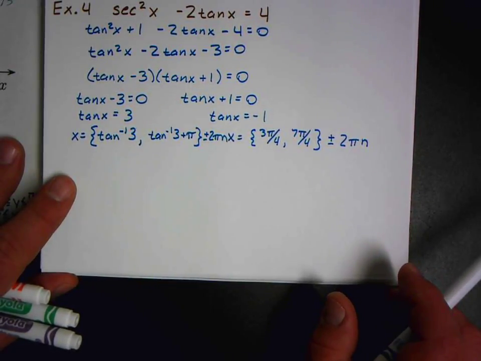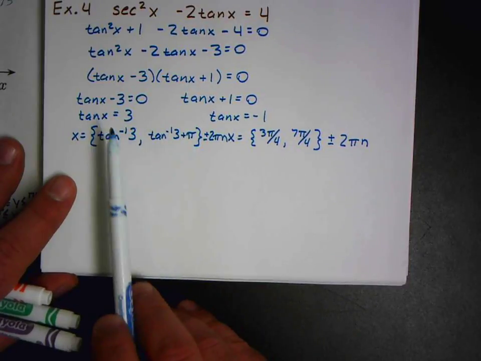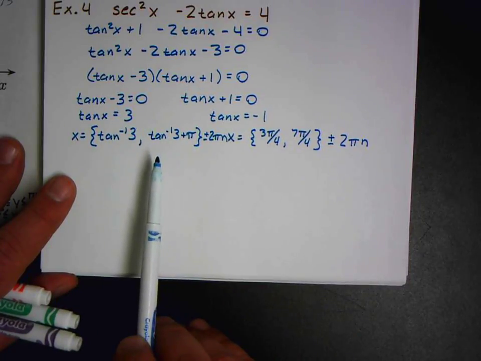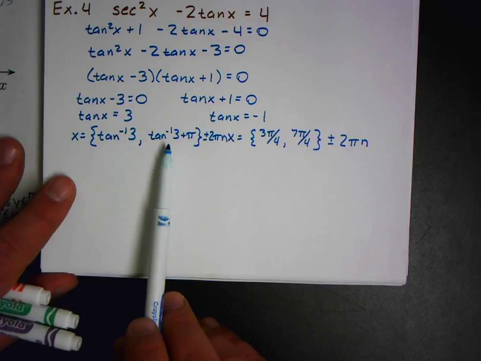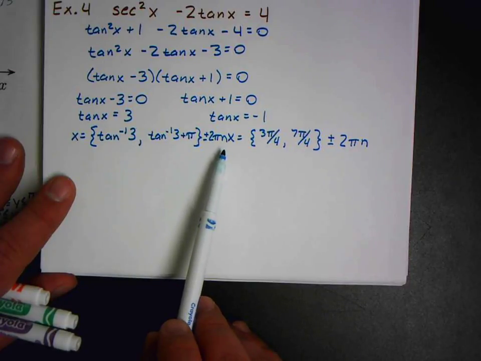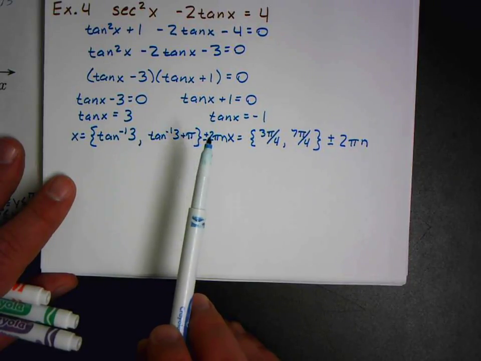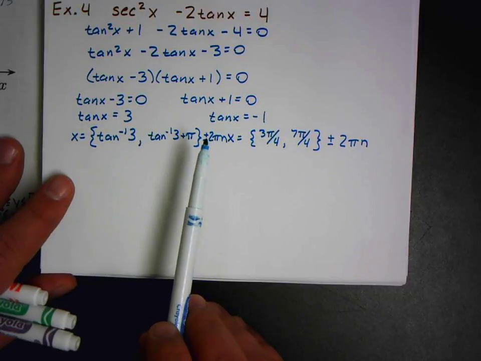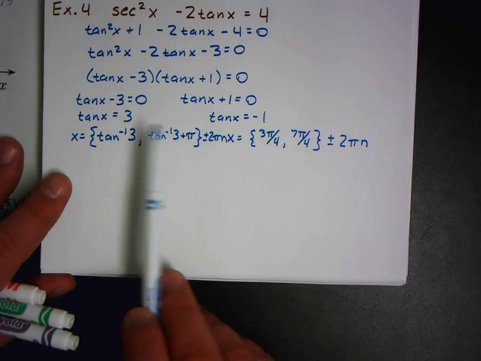Either way, this gives us all of our answers, right? We found the two places on the unit circle, and then we said plus or minus 2 pi n, so this will give us all of our answers. If we wanted specific ones, then we could calculate the specific ones.